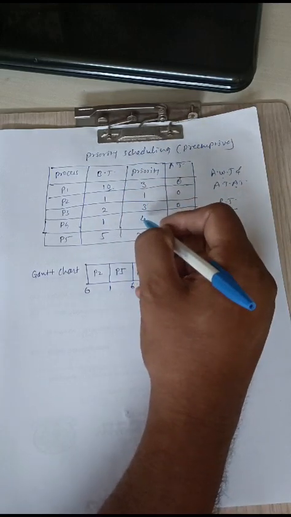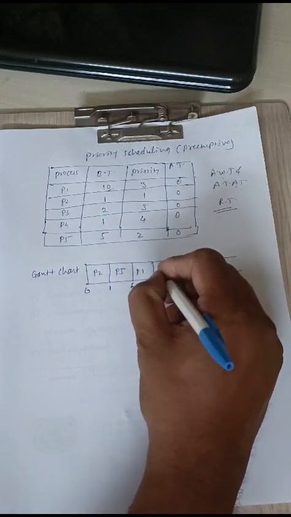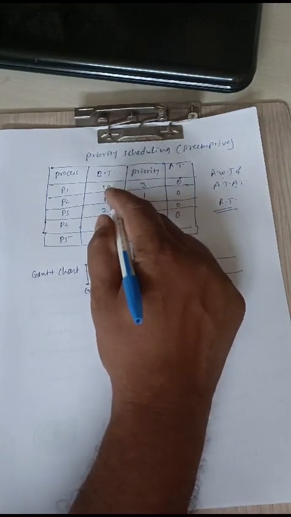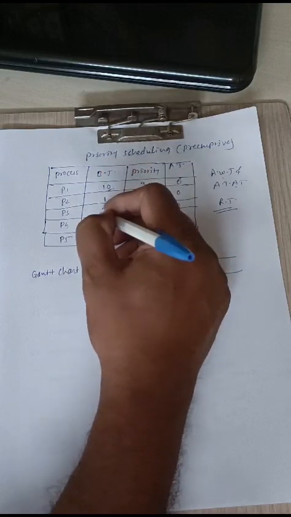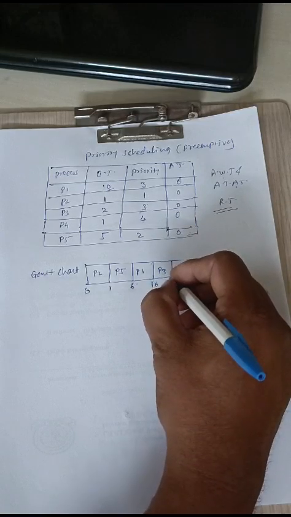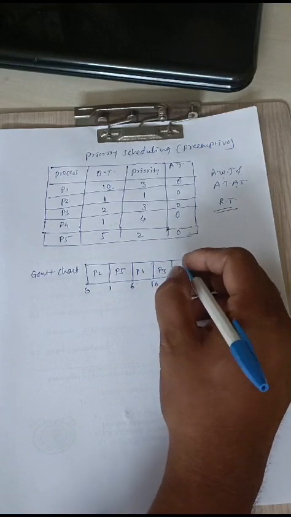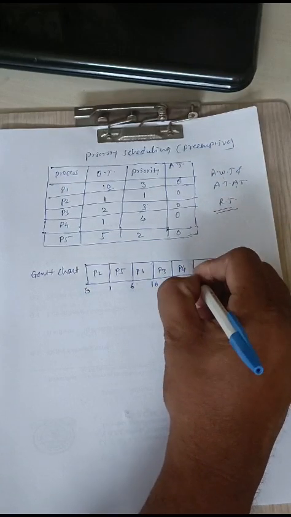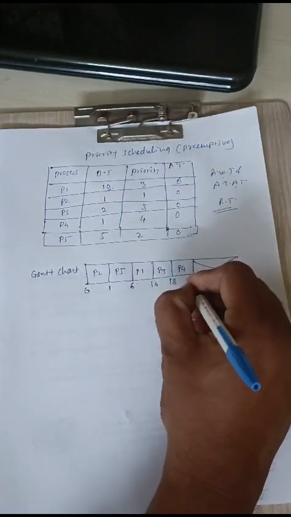Now which one is the next? That is P3. P3 has burst time 2 and priority 3. Both are the same priority, but the execution time of P1 is larger than P3, so P1 is completed and now the next one is P3. P3 will be in the queue, and it runs from 16 plus 2, that is 18, right? Now the last one, P4. P4 will execute its remaining time, that is 1 second, and this becomes 19.